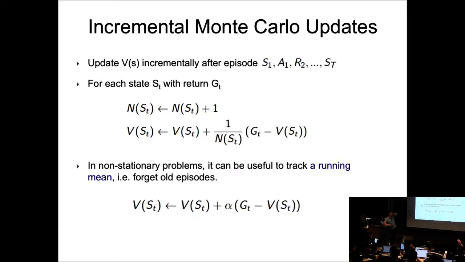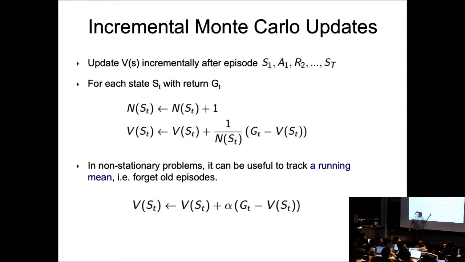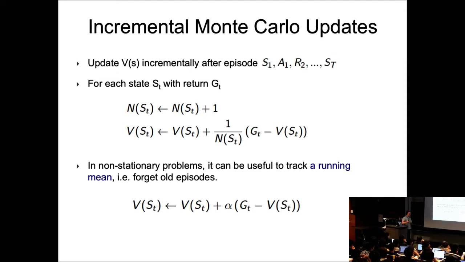Also, it's interesting to note that in non-stationary problems, as your environment changes, it can be useful to track a running mean, or sometimes you can use exponential moving averages. So in this case, you're using this particular way of estimating, where alpha is some hyperparameter. So you can pay attention more to recent history and forget the old one. You can think of it as t minus 1. So this is the new value, this is the old value.